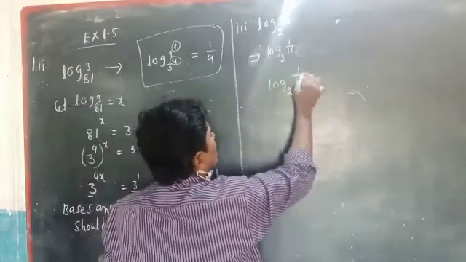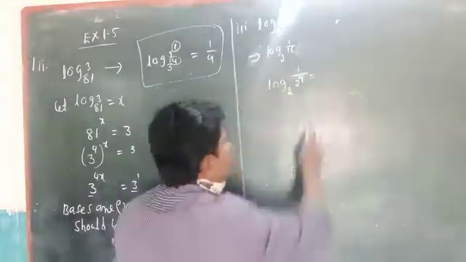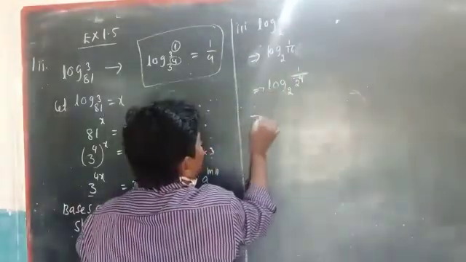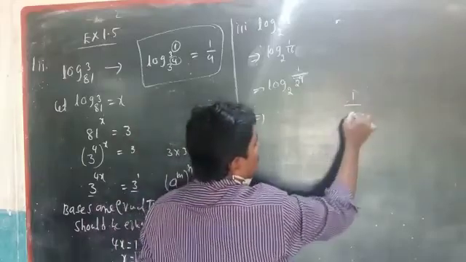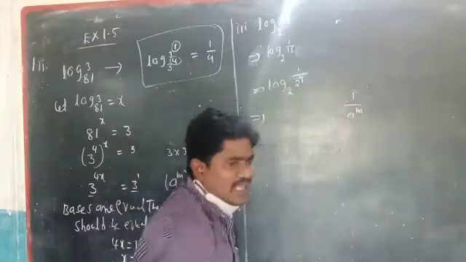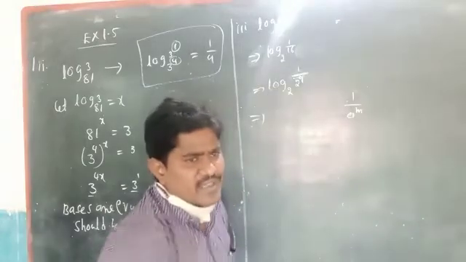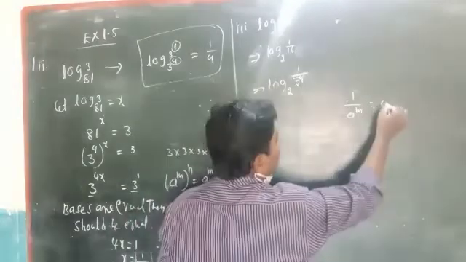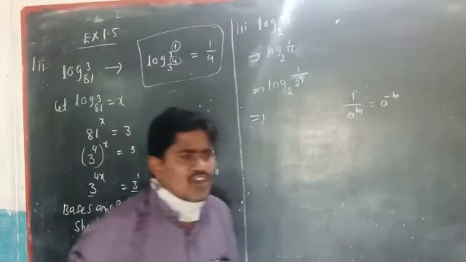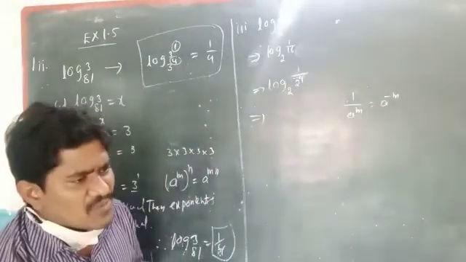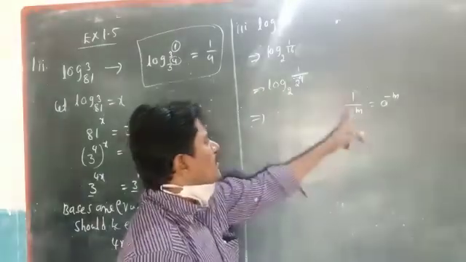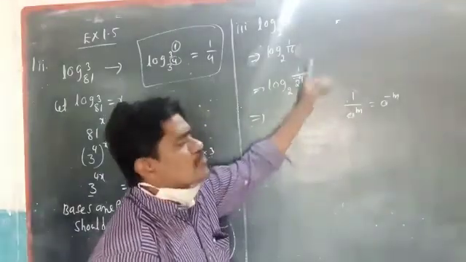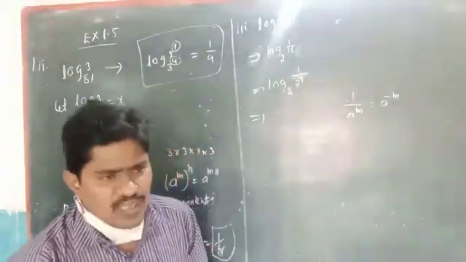1 by 2 to the power of 4. This is also in the form of 1 by 8 to the power of m. So 1 by 8 to the power of m is equal to 8 to the power of minus m. Here a is 2, m is 4, and that is 2 to the power of minus 4.